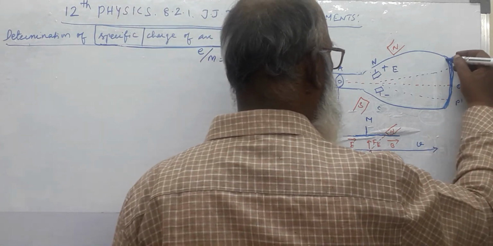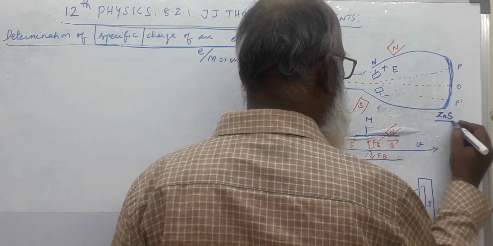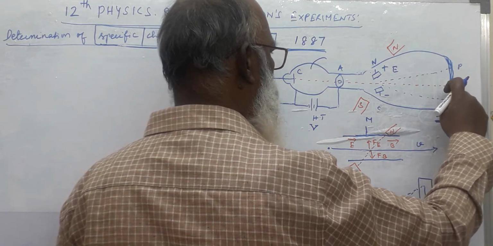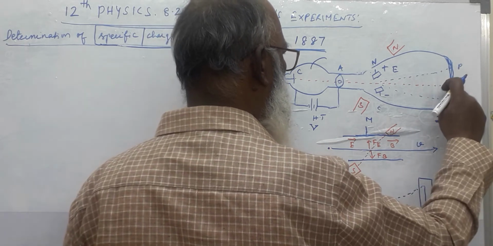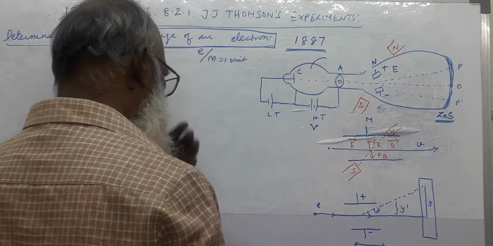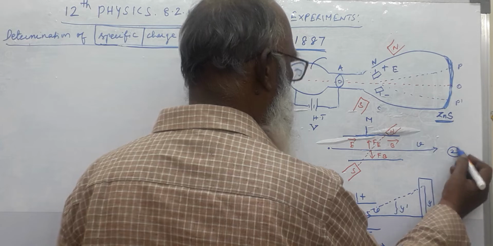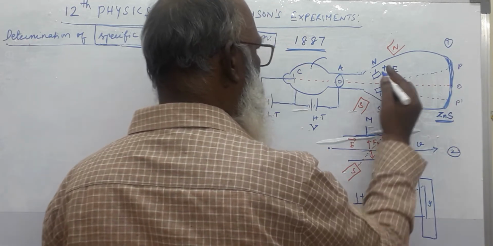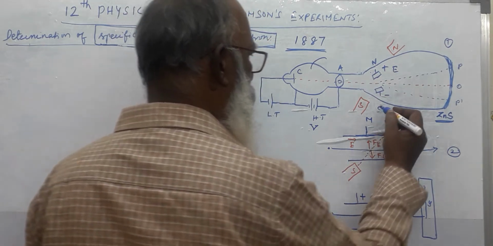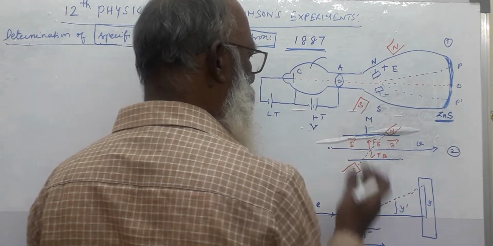Here on the screen we have a zinc sulfide coating. That's why whenever the electron ray hits the surface of the screen, that particular point is illuminated. Now we are applying the electric field as shown in the second figure. This is called the first figure. In three dimensions, we cannot draw the figure as shown. For our convenience, let us consider the second figure to explain the terms clearly.